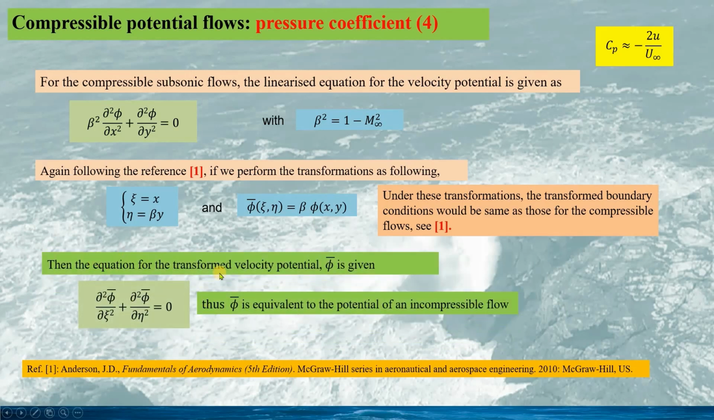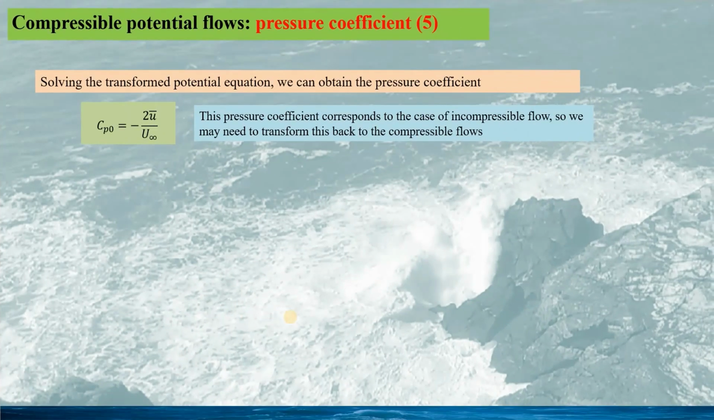Performing the mathematical derivation, we can obtain the equation for the transformed velocity potential phi bar given as this. So this is the Laplace equation. That means phi bar is equivalent to the potential in an incompressible flow. Solving the transformed potential equation, we can obtain the pressure coefficient given as this, Cp0. This pressure coefficient corresponds to the case of incompressible flow. So once we solve the Laplace equation for the transformed potential function, we can calculate the pressure coefficient Cp0.